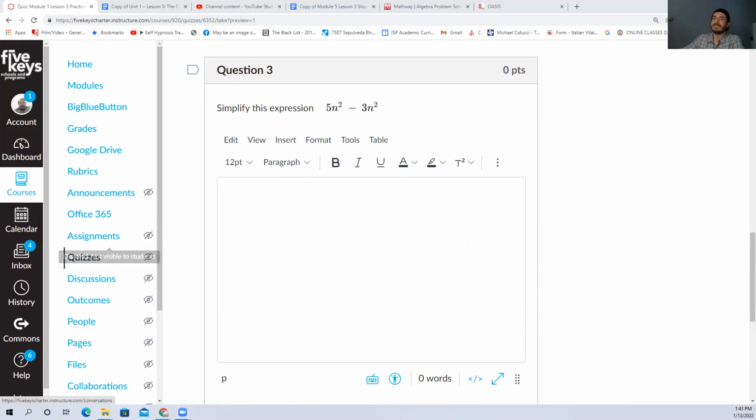This is more about combining like terms. Okay, so if I have 6 apples and then I add 3 apples, how many apples do I have? 9 apples, right? That's all combining like terms. That's fair, okay?